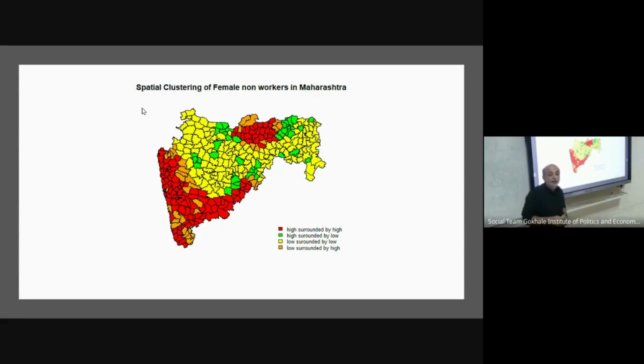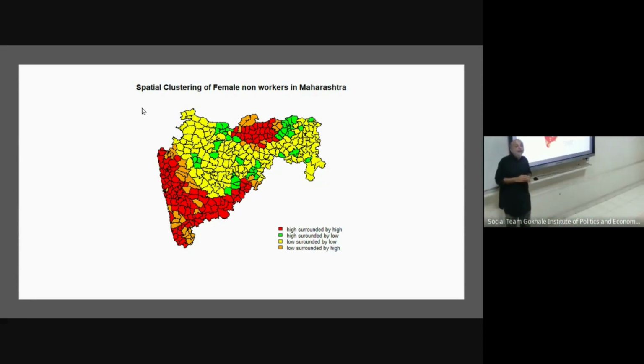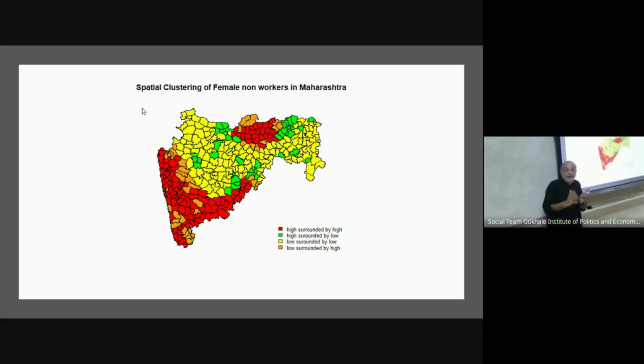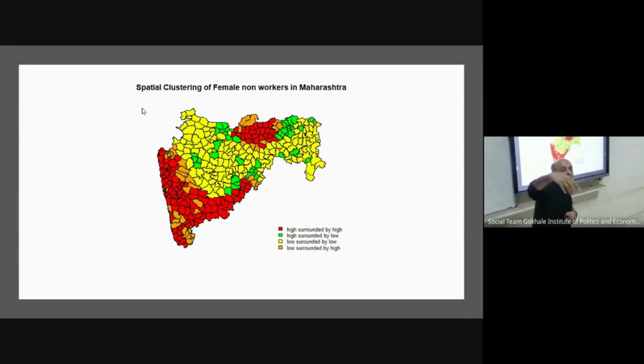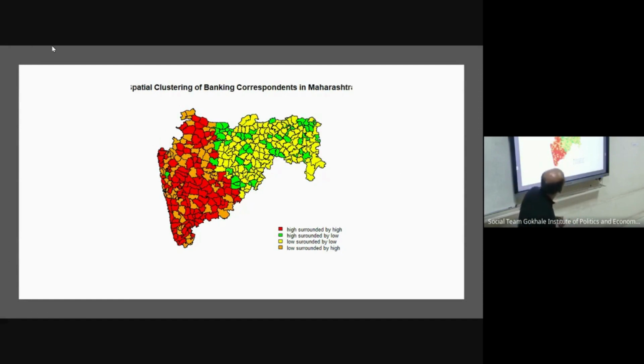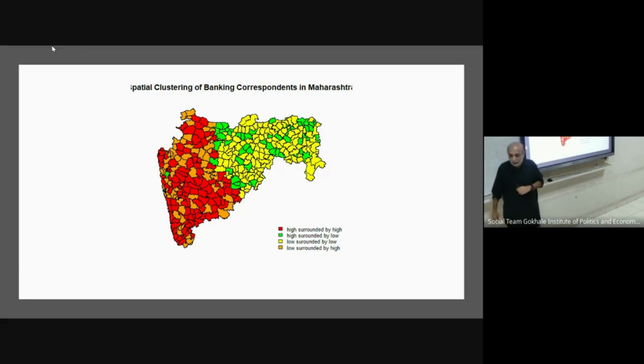That's the whole point I'm trying to make: stories of development are very regionally nuanced. They're not for the whole of Maharashtra. The whole of Maharashtra is not a single state for all economic processes. And neither do economic processes follow the administrative divisions that we make. They're spread all over. Look at where the banking correspondents are available. Generally clustered in this part.